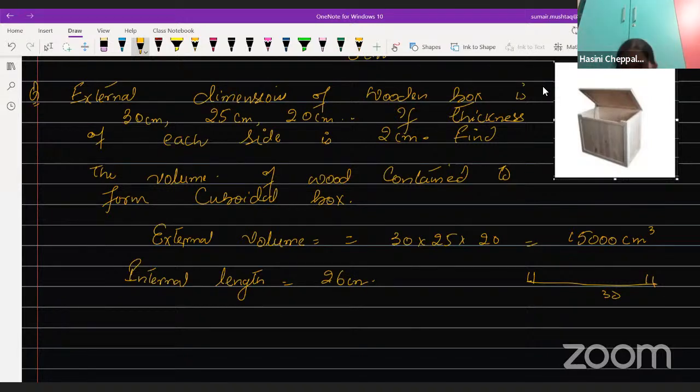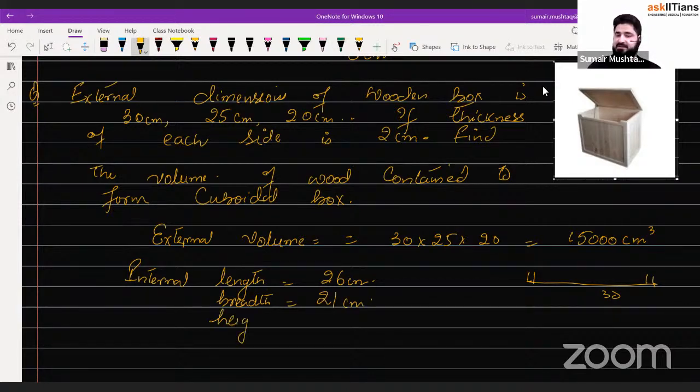So what will be the internal breadth? Breadth is 25, so it will be 21 centimeter. What will be the height? Same is the case for height as well. That will be 16 centimeter.